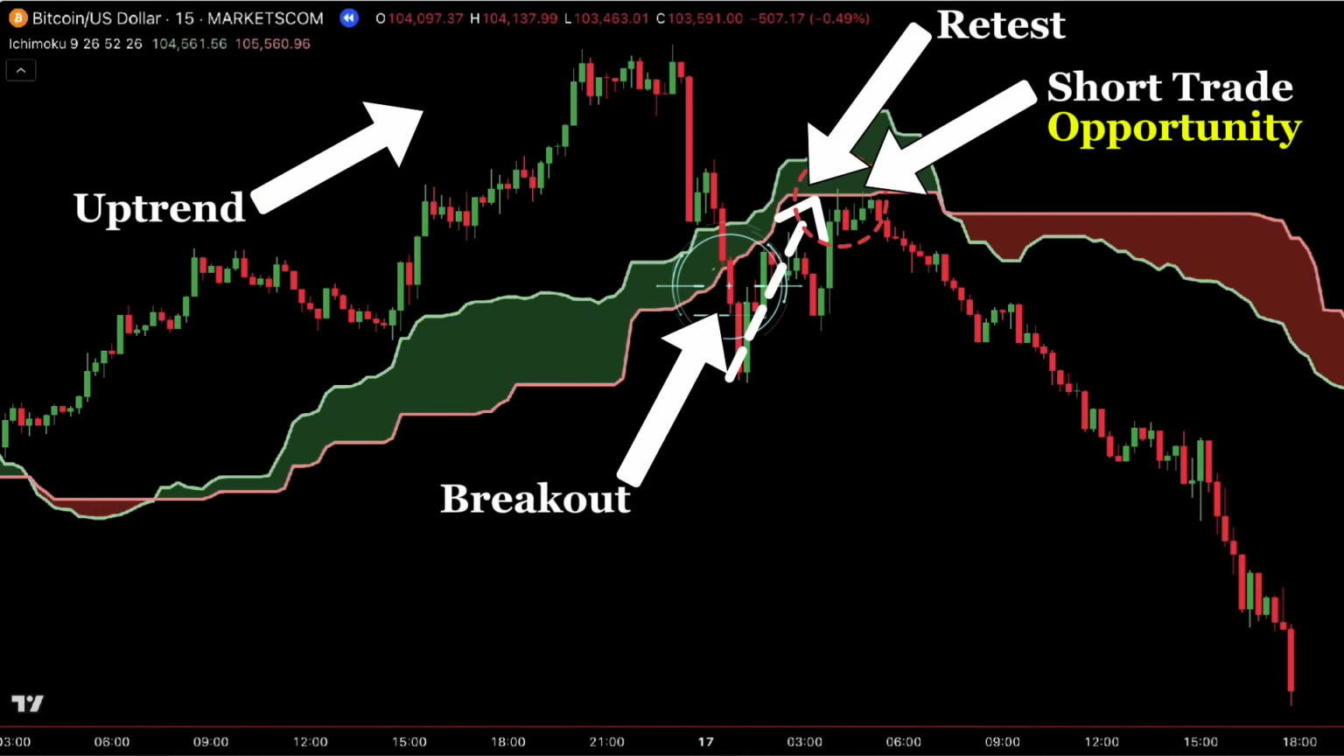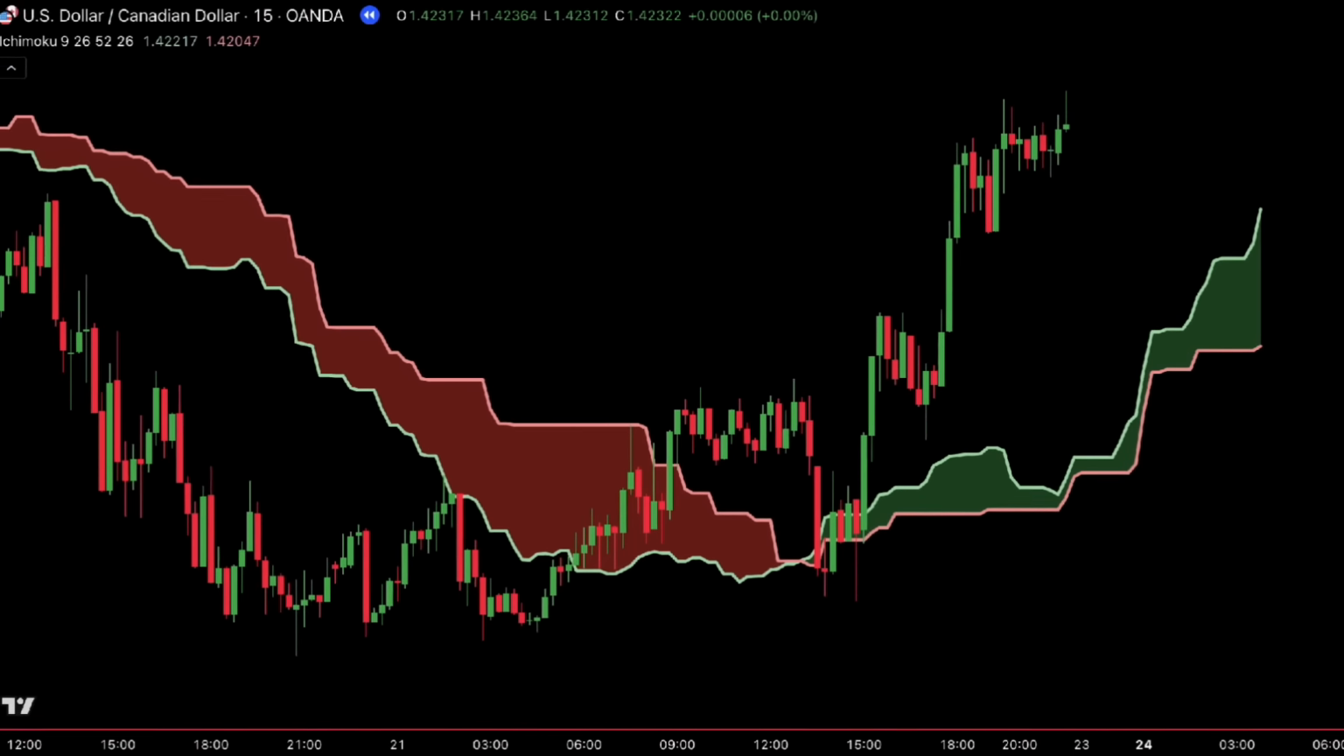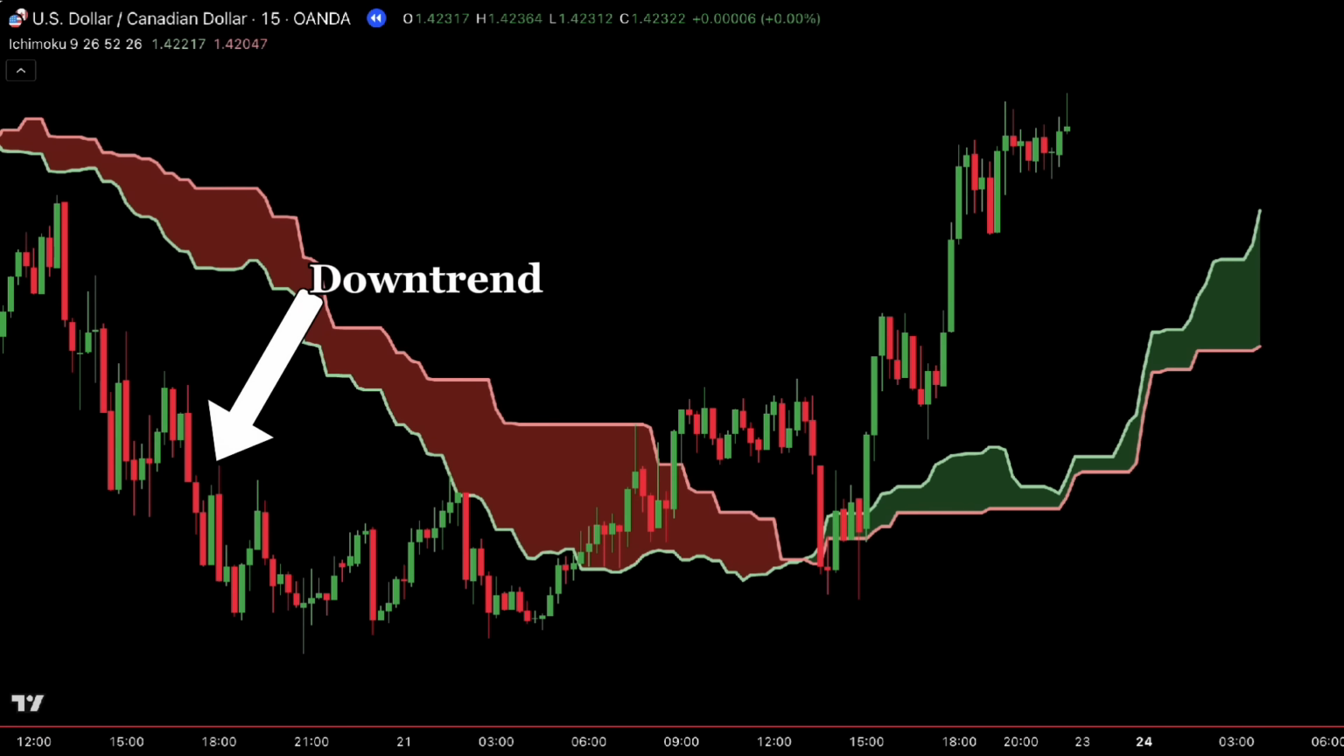What makes this setup high quality is timing. You're entering right at the start of a fresh trend, which usually has room to run. There's still gas in the tank. And just like that, we can apply this in the opposite direction too. Price is in a downtrend, trading below the cloud. Then it breaks up through the cloud, signaling a potential trend reversal to the upside.